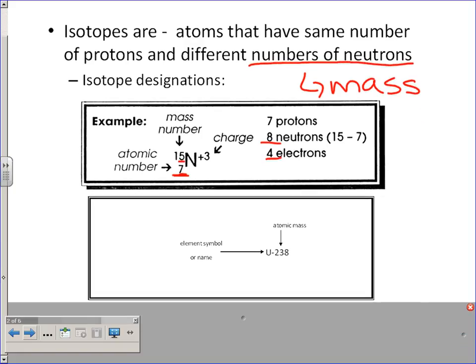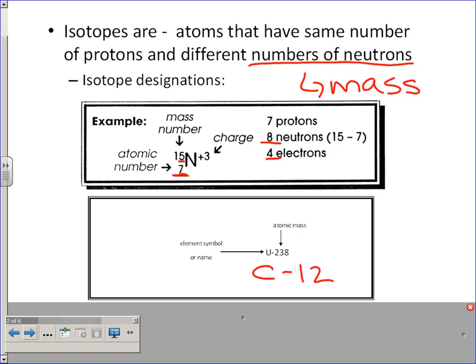The second type of isotope designation, the way we know it's an isotope, is by writing the element symbol and then the mass number. So uranium-238. If I was going to do this for carbon, it would say C12 or C13 or C14 because those are all naturally occurring isotopes of carbon. And what differs in an isotope is the number of neutrons. Number of protons will never change. Number of protons is the identifying piece of information for any given element.